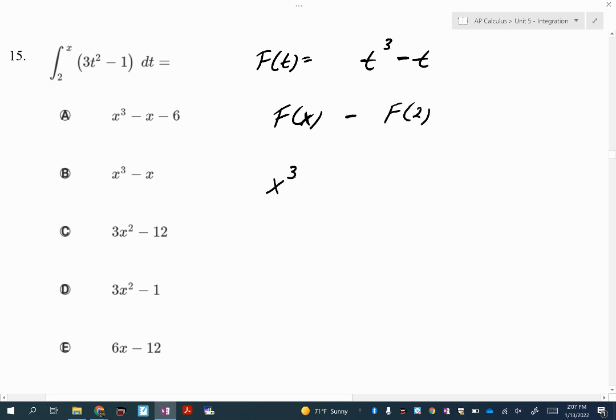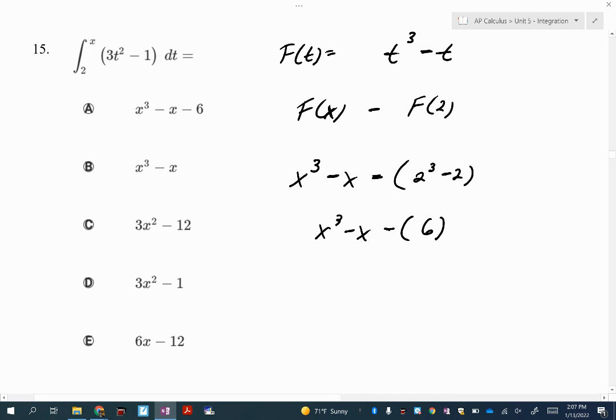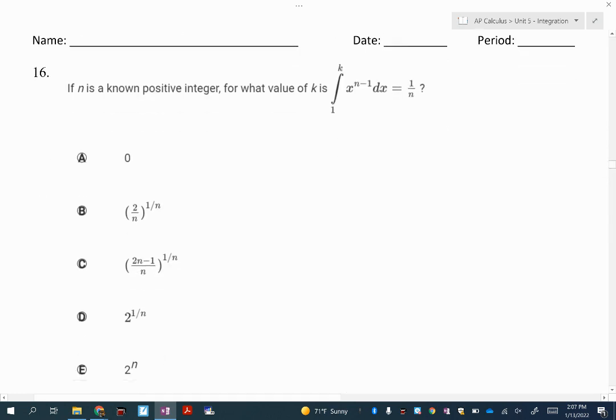So it's going to be x cubed minus x minus (2 cubed minus 2). So x cubed minus x, and then minus, that's 8 minus 2, which is 6. So x cubed minus x minus 6 is letter A. So that's 15. Let's go to 16.